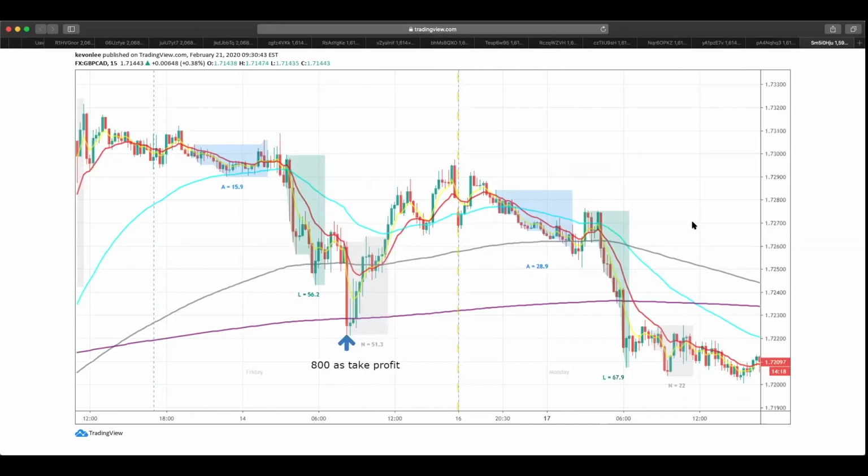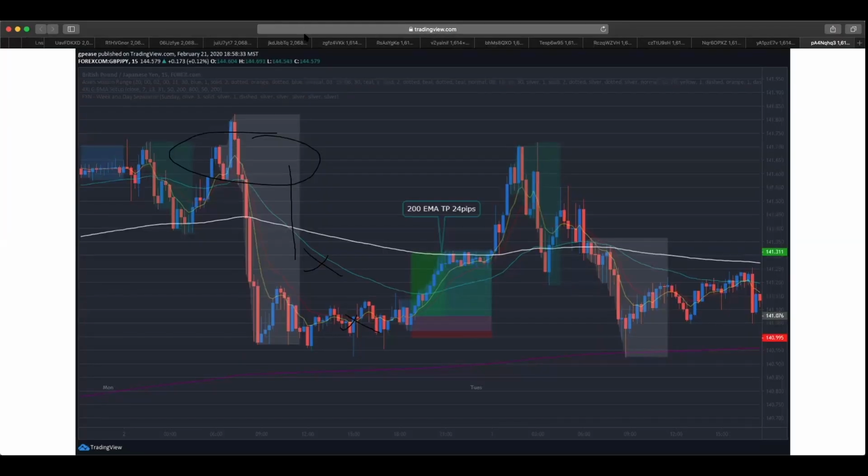It just goes straight down. Here, this is a good take profit for the 800. It's basically a type 3 setup here at the top. You can use this as a take profit. And then here's another take profit as well. So you got two take profits, a 200 and an 800. All right. How about this one here?